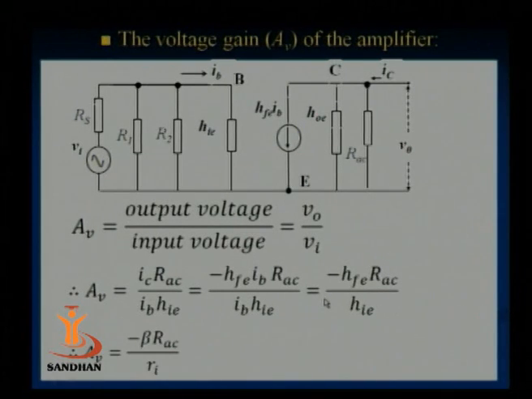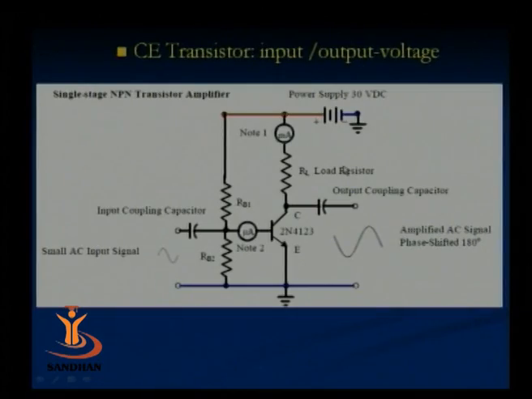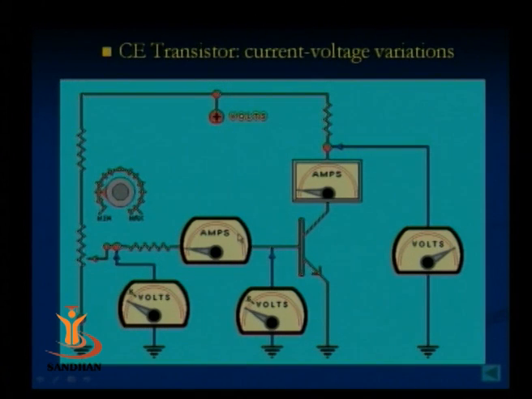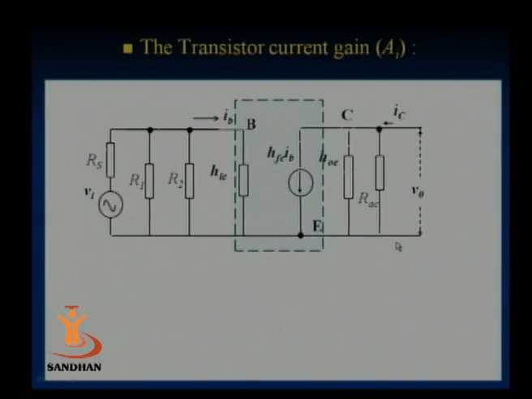Now what is this minus sign representing? It indicates that in common emitter mode, input and output signals are out of phase. You can see in this figure that if the input is like this, then the output is like this. So they are 180 degrees out of phase, and this minus sign just indicates that. Now if you look at this animation, as the input voltage increases, the output voltage will have the opposite phase, that is, it decreases. You can see carefully the motion of the input voltage and the corresponding motion of the output voltage. That is how the minus sign appears.